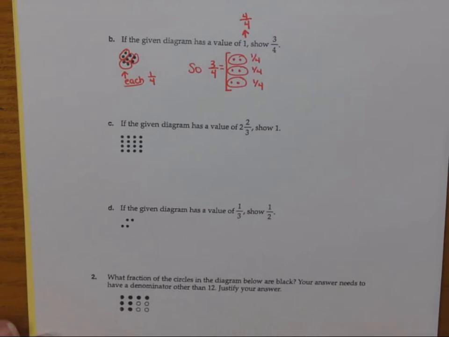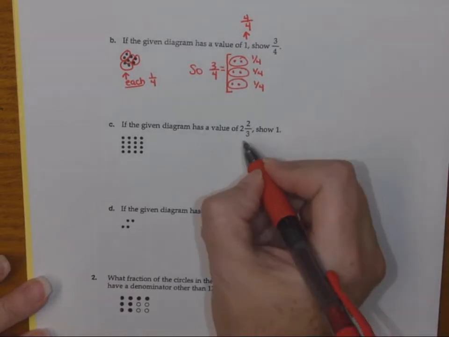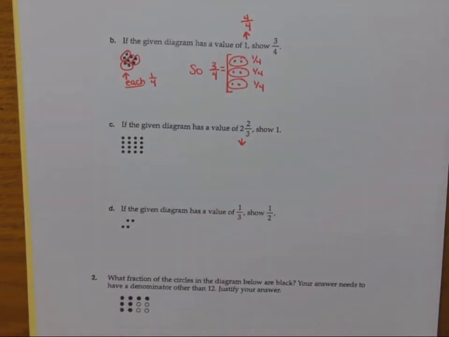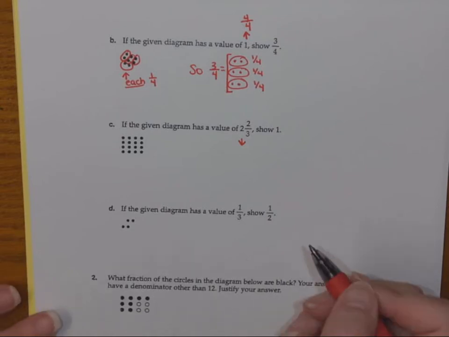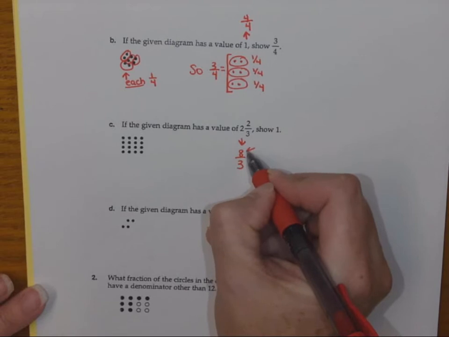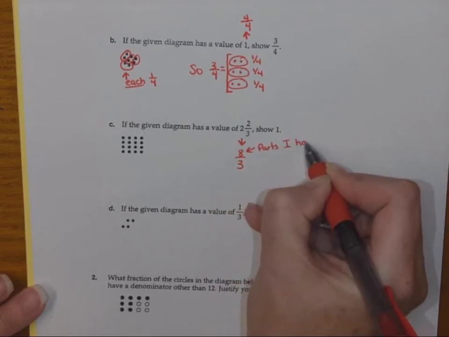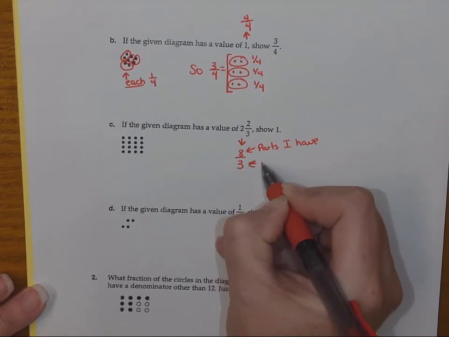Okay, so let's look at part C. If the given diagram has a value of 2 2/3, then show 1. Okay, so probably we would want to change this again into an improper fraction. So think of 3 times 2 plus 2, so that would be 8/3. Okay, so again, this is the parts I have, right, and this is the parts to a whole.